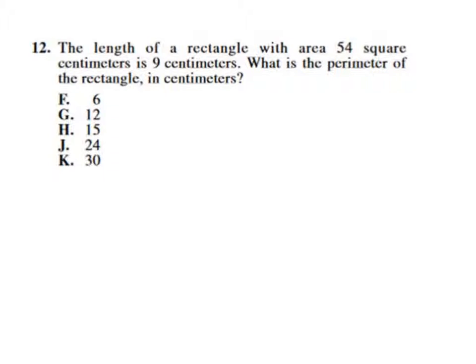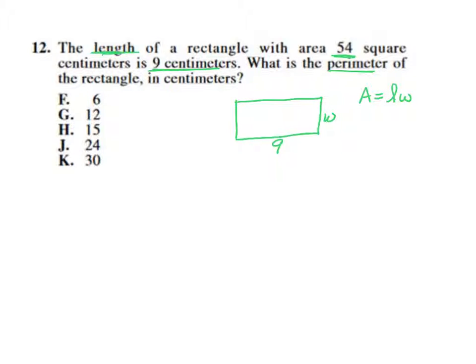In this problem, it says the length of a rectangle with an area of 54 centimeters is 9. We're trying to figure out what the perimeter of the rectangle is. So basically we're trying to understand the difference between area and perimeter. We have a rectangle, which I'm going to go ahead and draw. Remember, the area of a rectangle is found by taking the length times the width. They already told us that the length is 9, so I'm going to write that in. We don't know what the width is, so I'm just going to represent that by W.